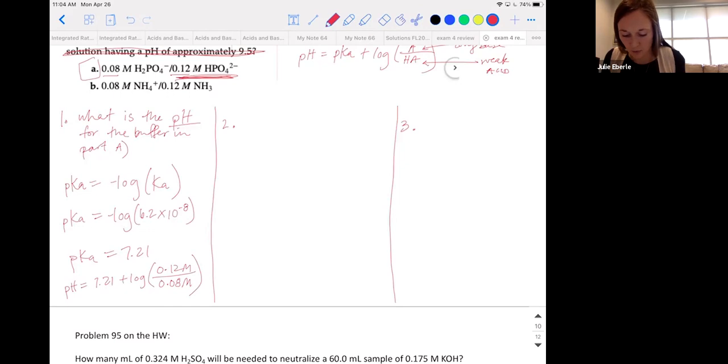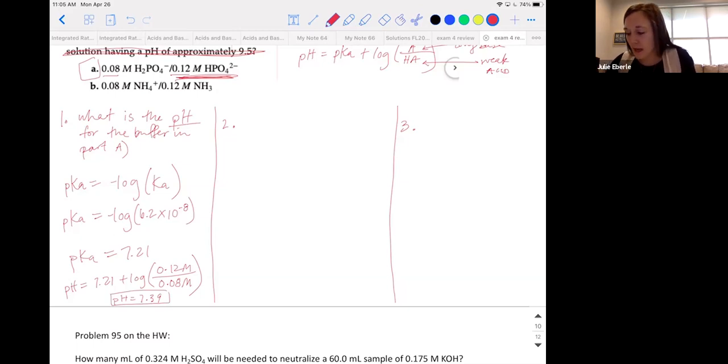So 7.21 plus the log, not minus the log, plus the log here. 0.12 divided by 0.08. And I get pH equals 7.39. Okay, questions on that?